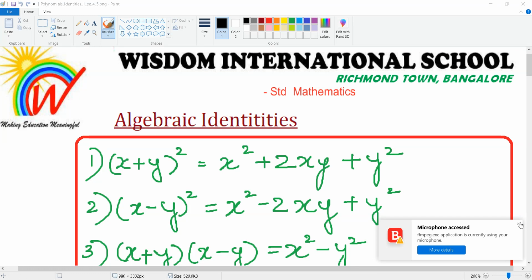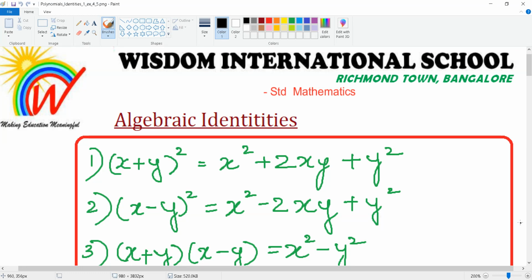Okay, so children, we are going to look at algebraic identities in this class. So far we finished the remainder theorem and factor theorem and problems based on these two, right? Hope you people have completed the exercises. Alright, so now we'll look at the algebraic identities.